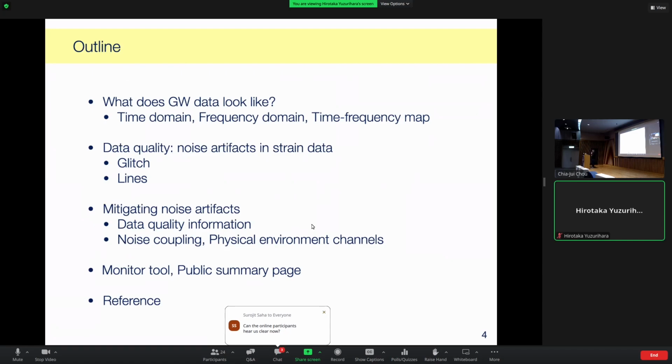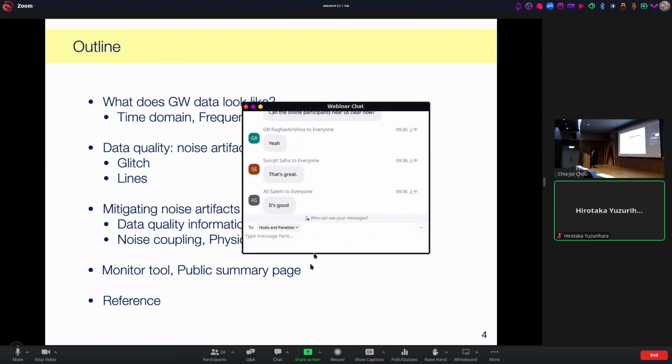Next is the main topics of this presentation. I explain about the noise artifacts in the storing data. I will introduce two examples, glitches and lines. After that, I explain about mitigating noise artifacts, and also the monitor tool, the public summary page.